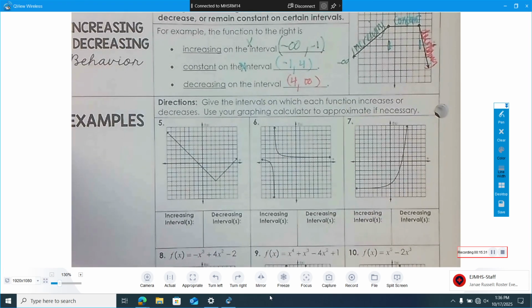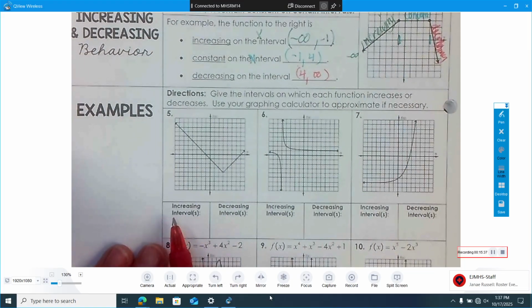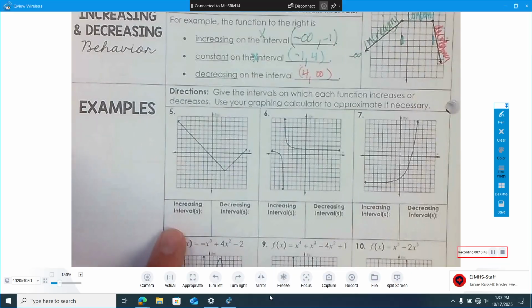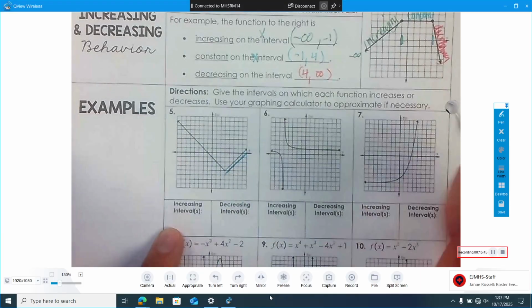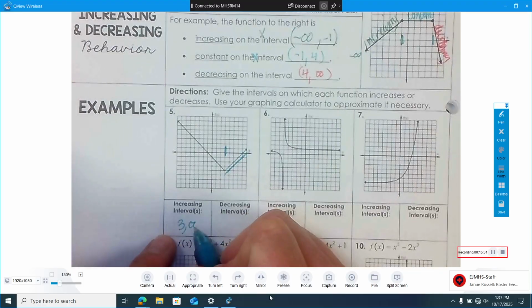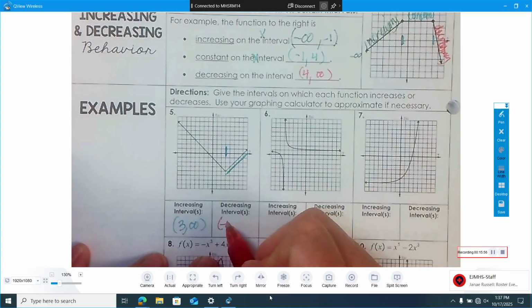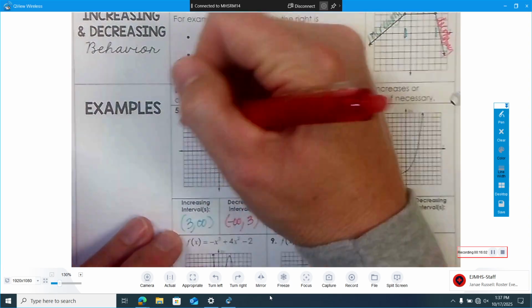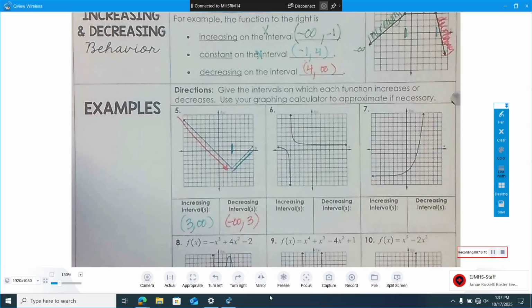And then I'm just going to change your assignment, I think, and then that'll be super easy. Okay. On this number 5, where is our increasing interval? Right here from what x point? 3, right here. From 3 to infinity, we are going uphill. And then negative infinity to 3, we're going downhill. This whole thing is going downhill. You good? Okay.